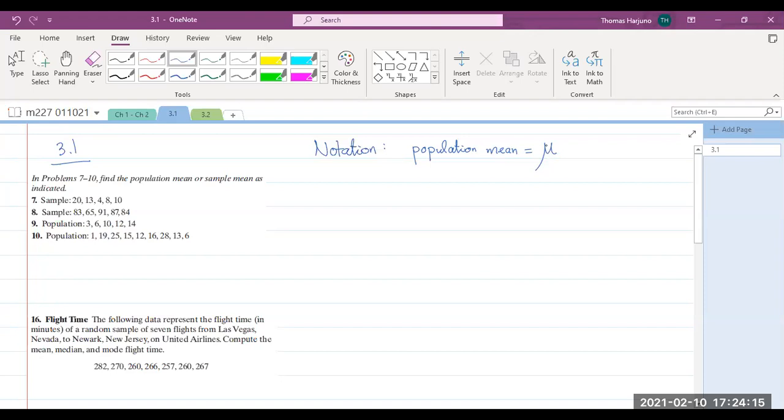Learn to write this. Okay, it's like a curvy letter. It looks like U. Maybe you can think of it this way: it looks like U, but then you put the left leg longer like that. Okay, that's population mean, mu. Sample mean is denoted by X bar.